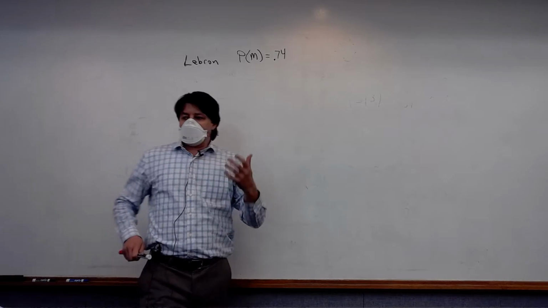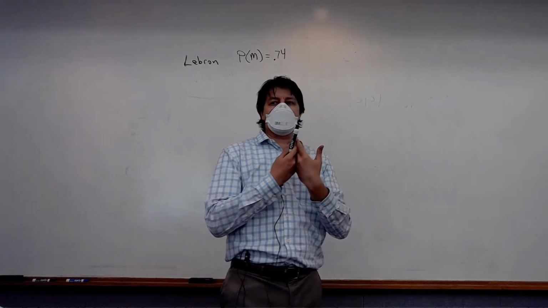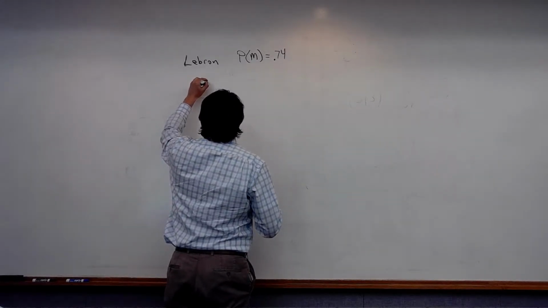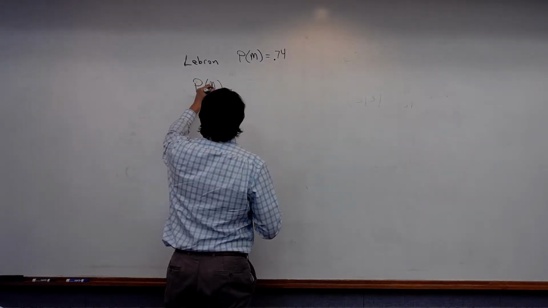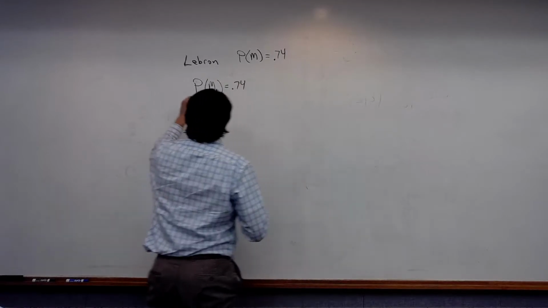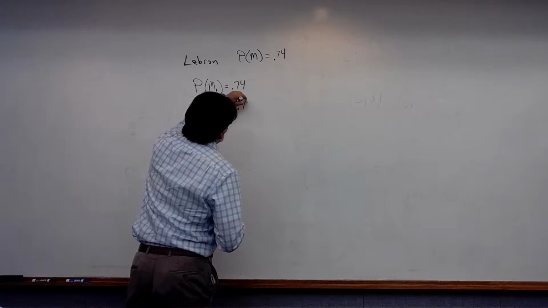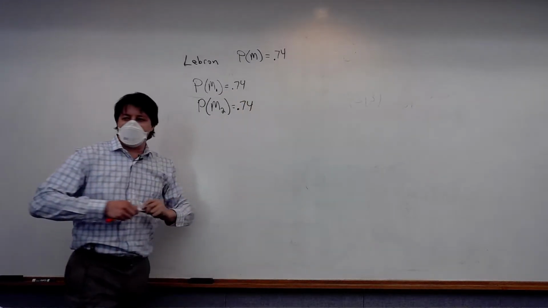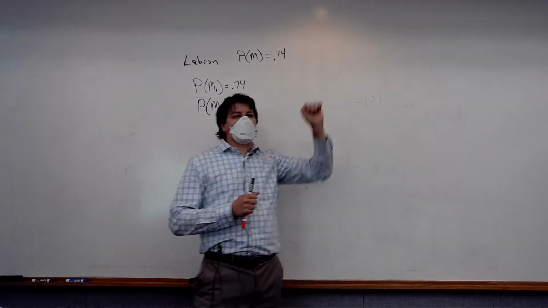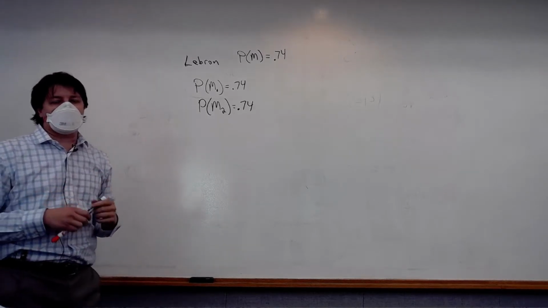The other thing we're going to assume is that, since he has 2 shots, these are independent. So the probability of making the first, I'll indicate that as M1, is 0.74. And the probability of making the second is also 0.74. This is an important assumption. What we're saying here is that if he misses the first, it doesn't tell us anything about whether he'll make or miss the second.